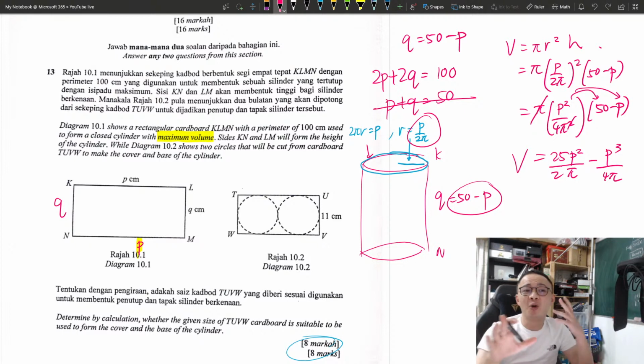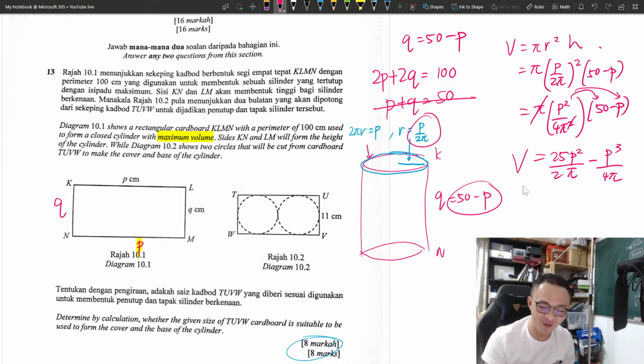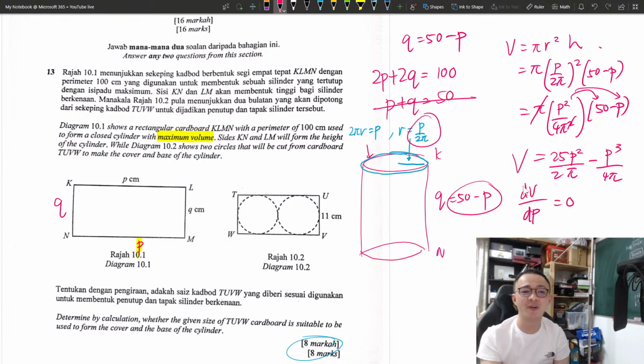Okay, no matter minimum or maximum volume, what do we want to do? We want to differentiate and make it equal to 0, isn't it? So therefore, dV/dP equals 0, because I am in terms of P here. So why do we need to find the volume? Because we have information here. Do you see the yellow highlight here? They say maximum volume. So I want to know how to adjust the length of the P so that I can get the maximum volume.